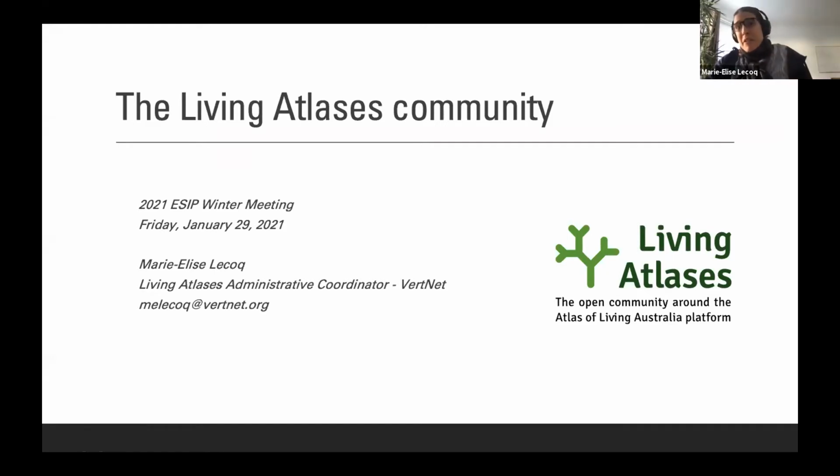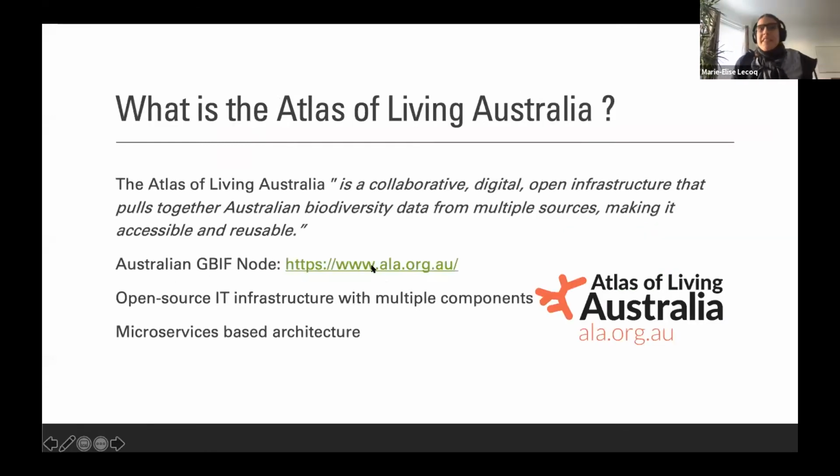So first, what is the Living Atlases community? It's an open community around the Atlas of Living Australia platform. And what is the Atlas of Living Australia? It's a collaborative digital infrastructure that pulls together Australian biodiversity data from multiple sources, making it accessible and reusable. You will find more information on the website.